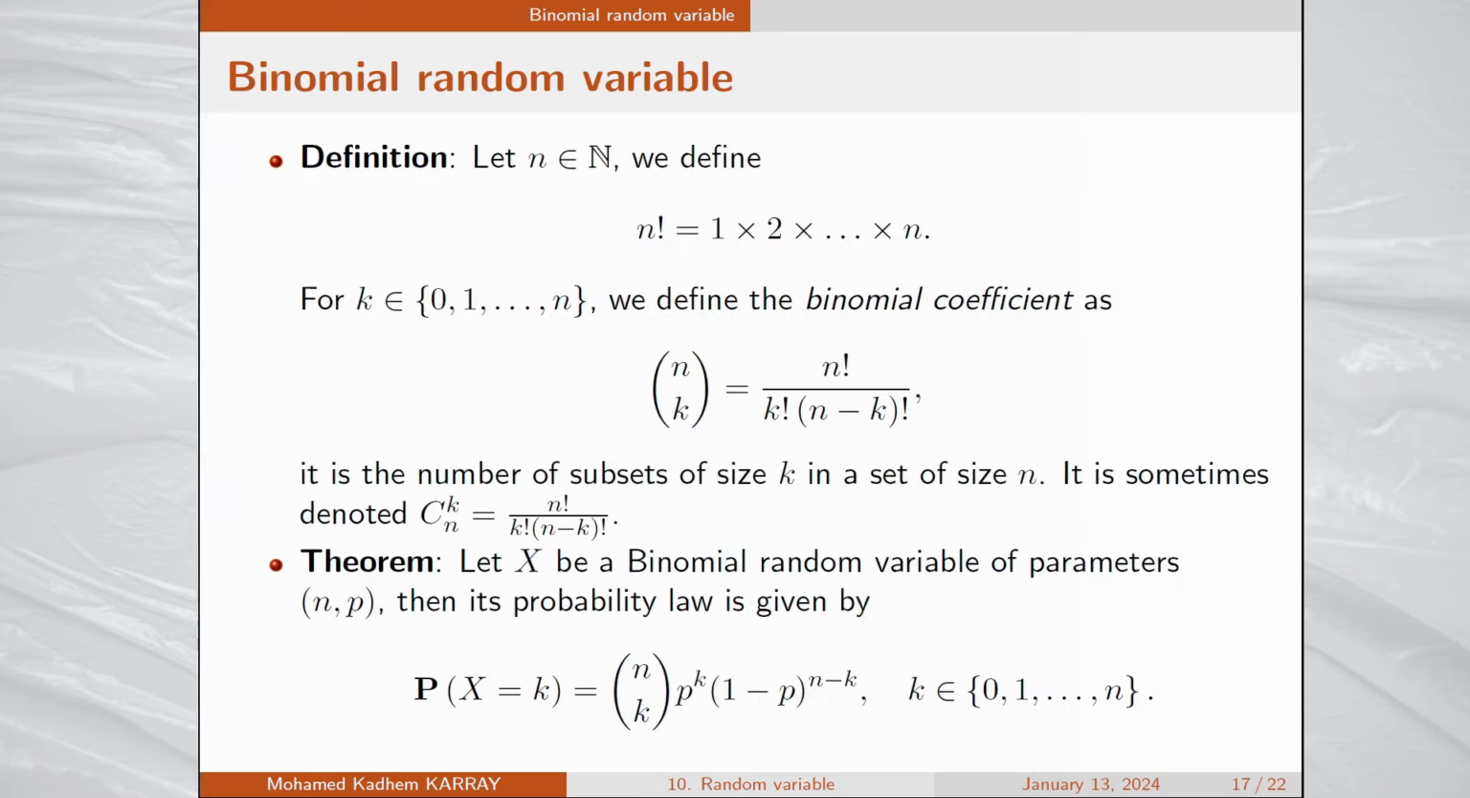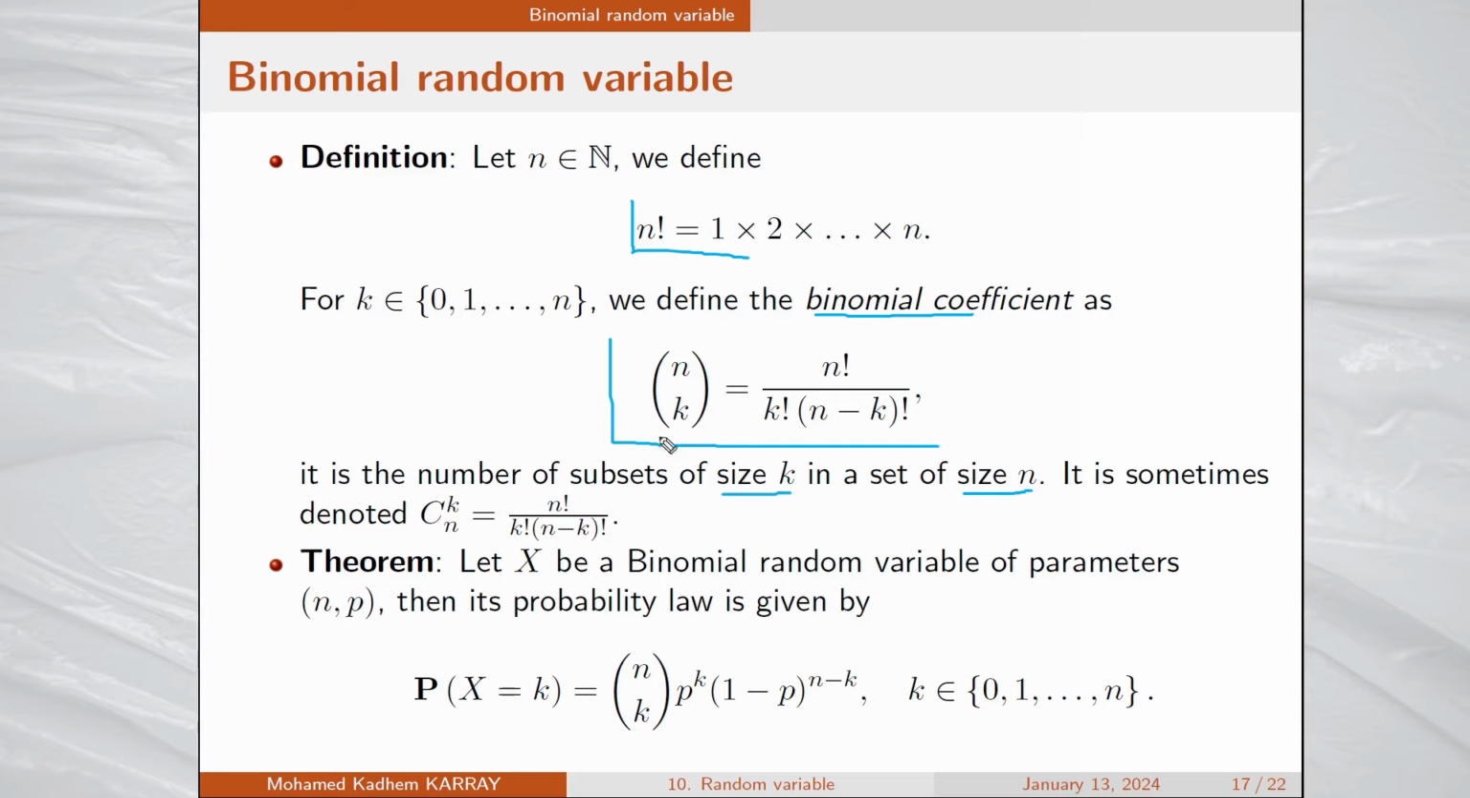We aim now to give the probability law of a binomial random variable. To this end, we introduce this notation. Factorial n equals 1 times 2 times ... times n. And moreover, for any k within 0 to n, we define the binomial coefficient, denoted like this, n choose k, as factorial n divided by factorial k factorial n minus k. And indeed, this is the number of subsets of size k in a set of size n.